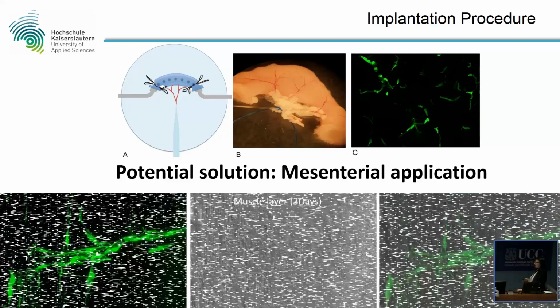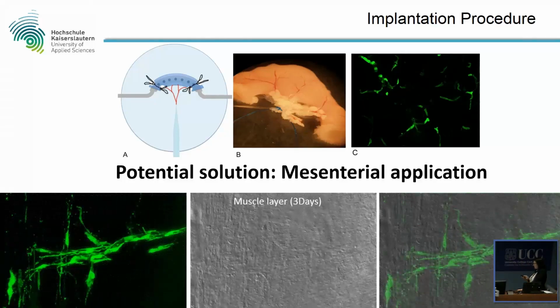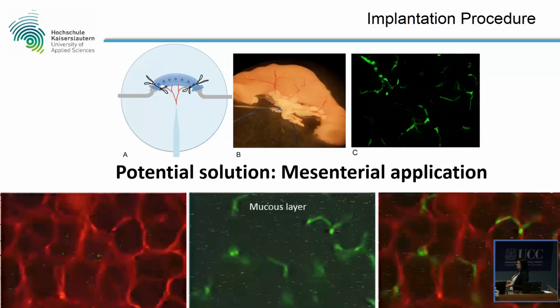And some of our group members did that before, and they were able to inject fluorescence-labeled single cells via the mesenteric vessels to such a gut segment, and 3 days after that they were able to find the differentiated cells again in the muscle layer, and directly after the injection also in the mucous layer.